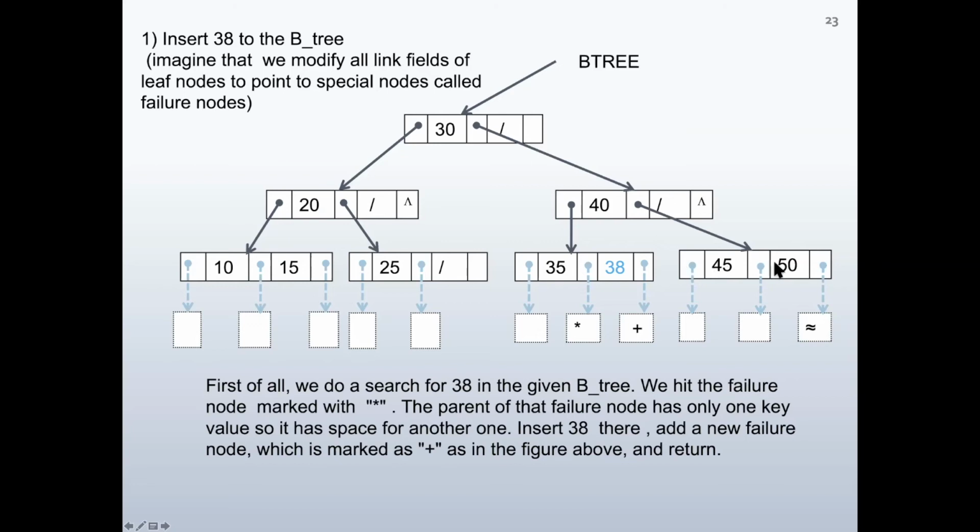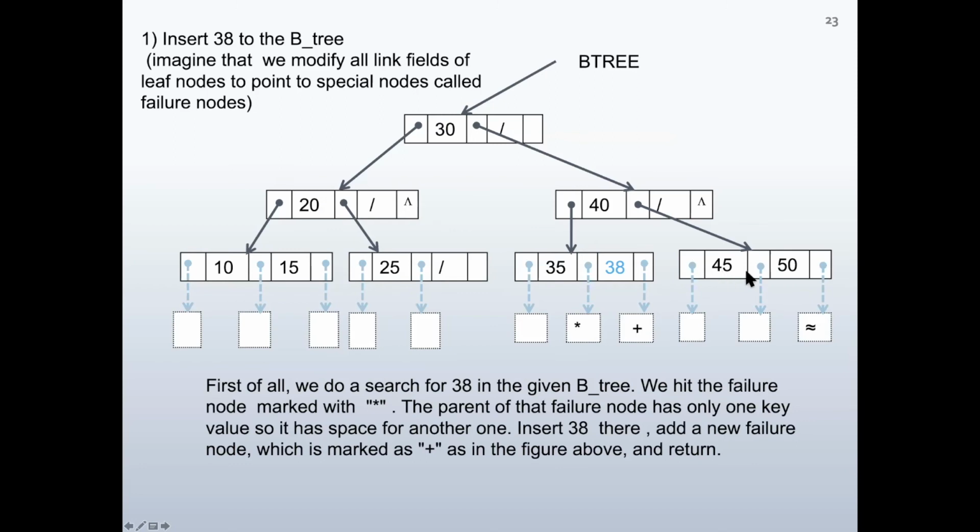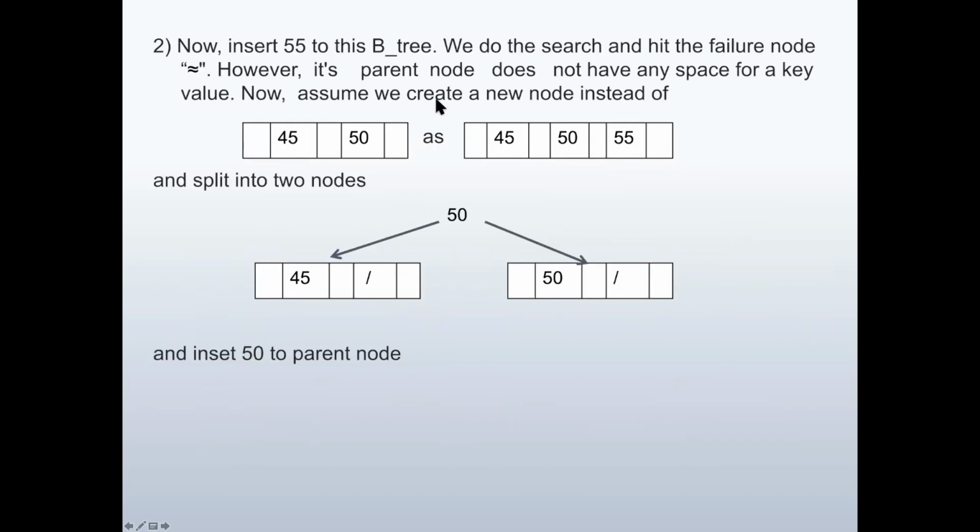And here 55 is larger than 50, and we have to follow this link, and we hit failure node double tilde here. If we check the parent node, it does not have any space for a key value. In this node, two key values are already stored, so there is no space for a new key value. Now assume we create a new node instead, containing only 45 and 50. We are assuming that we have one more key space and we insert 55 into that location.